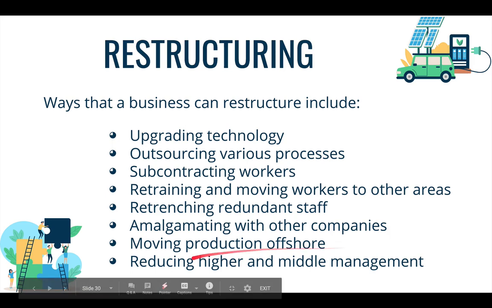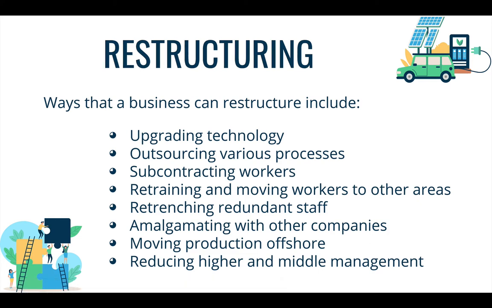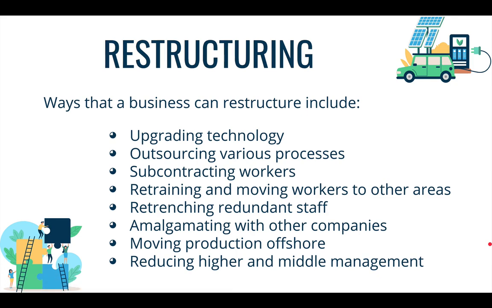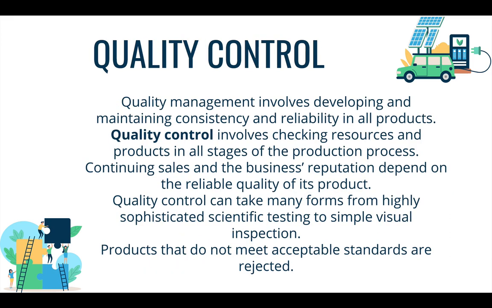Like I said before, a common way of restructuring is reducing the higher and middle management. So previously, where you had 7 middle managers, their roles might be amalgamated or joined together, and there might only be 4, for example. So that's a really common way to restructure, and it's usually a pretty quick way if you're looking to restructure for the purpose of saving money or reducing cost.